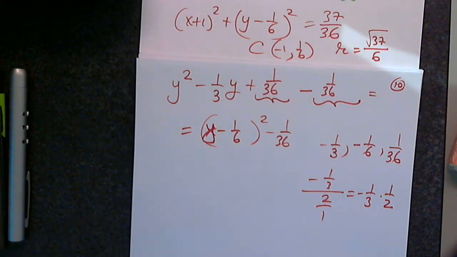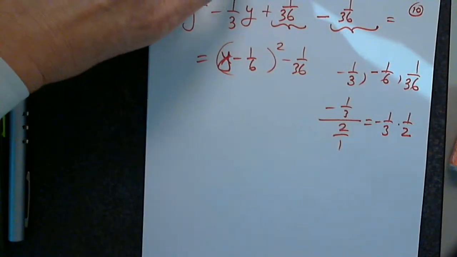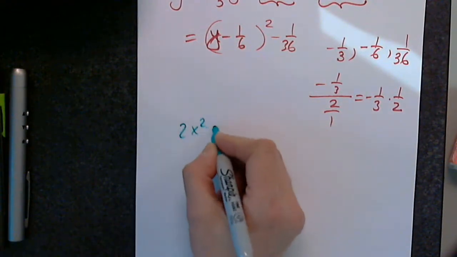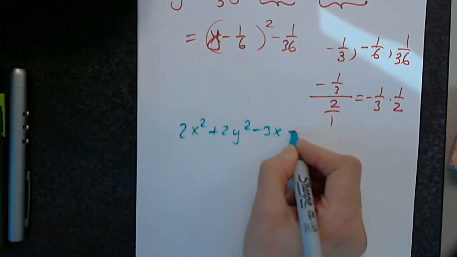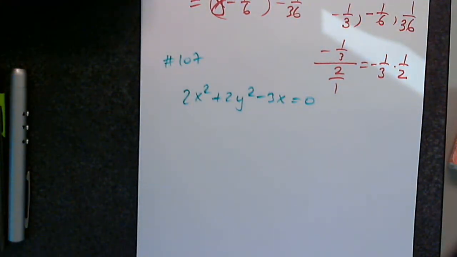Better? Yeah. We need to choose another, or we move on? Okay, so let's choose another. Which one? 107: 2x squared plus 2y squared minus 3x equals 0. You want to work on this for 1 minute? Okay. Yeah.